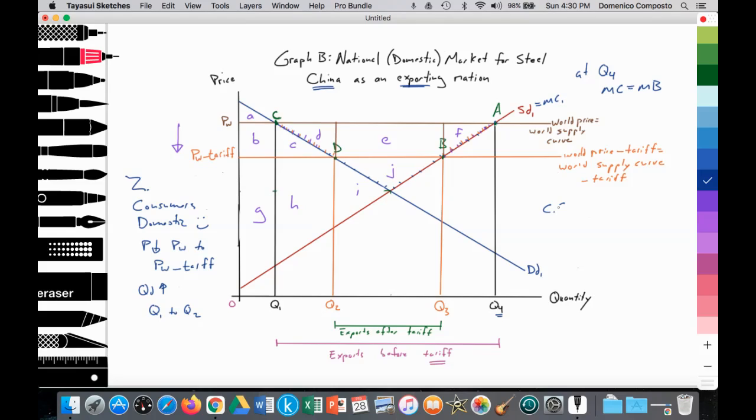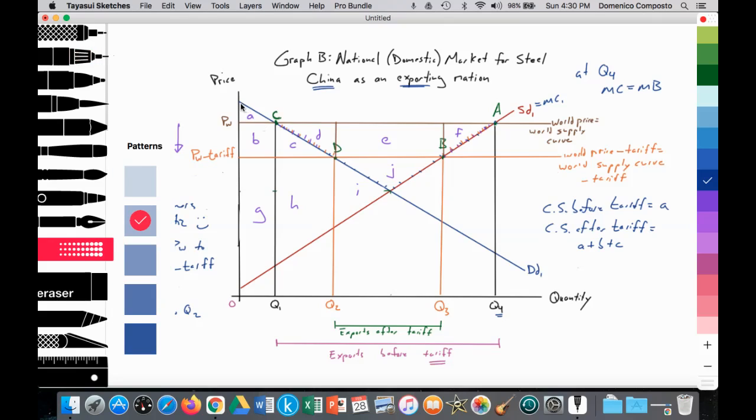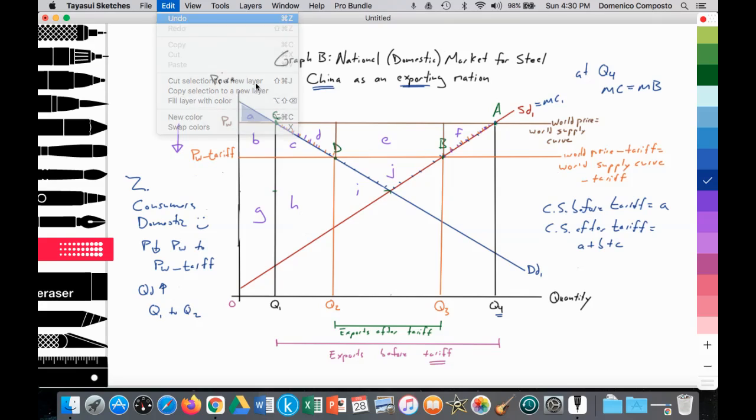We can just make a note that the consumer surplus before the tariff was equal to area A, and then the consumer surplus after the tariff has increased to areas A plus B plus C. So we can highlight that. Originally, it was this rectangular area before the tariff, and now it has increased because of the lower price, more savings for those that are demanding steel, to areas A, B, and C. So consumers benefit from that tariff.